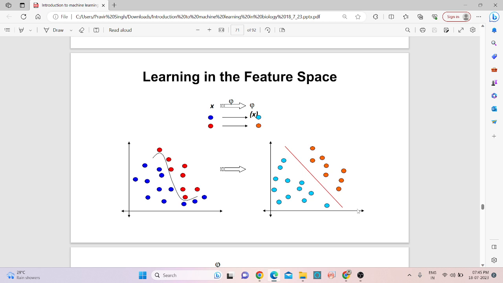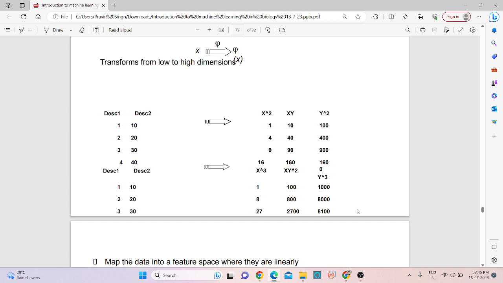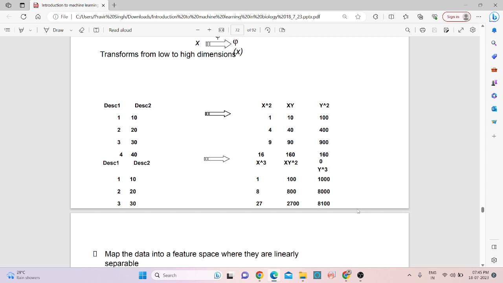Come down. Yeah. So this is what I said. We've got two descriptors, and if you use the formula x squared, x y, and y squared, there is a distinct transformation from two dimensions to three dimensions. So this is how you can map into higher dimensional attribute space. Yeah, next.